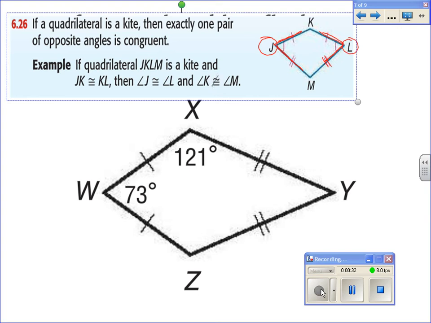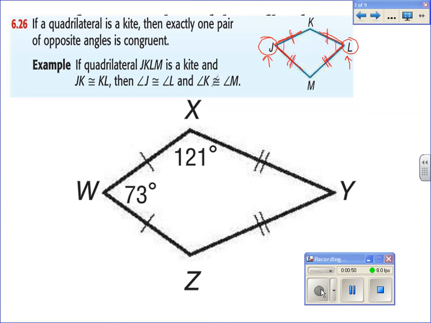Notice that the bottom two pieces, JM and LM, have 2 marks on them, and JK and LK have 1 mark on them. So these two angles, J and L, are congruent. Okay, let me get rid of this, and let's look at our problem.